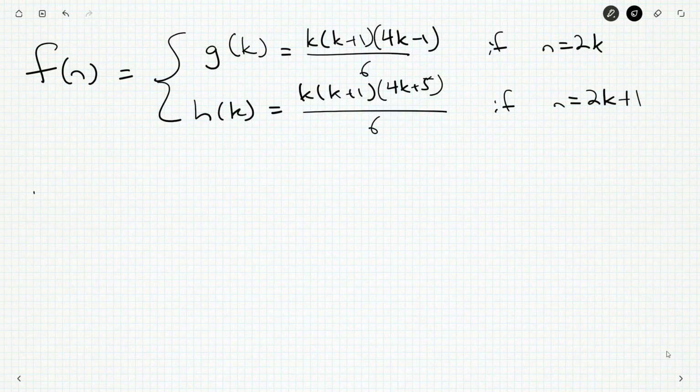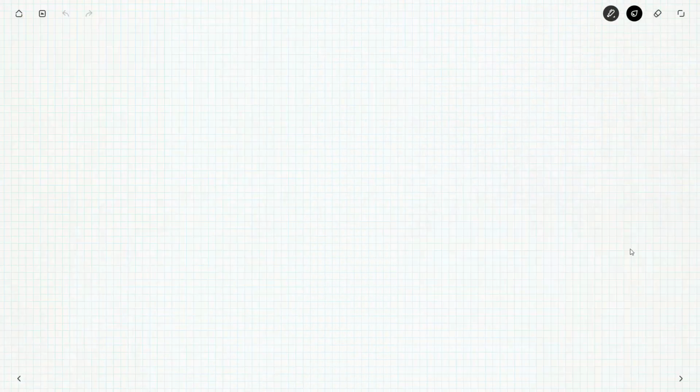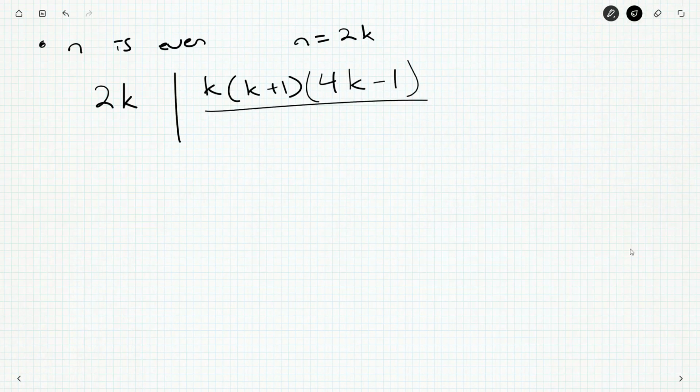Now, supposing that n divides f of n. Break it into cases. So if n is odd, then I will know the particular form here. Well, let's start with even, actually. So if n is even, then n is equal to 2k. And so we're saying that 2k divides k times k plus 1 times 4k minus 1 all over 6.